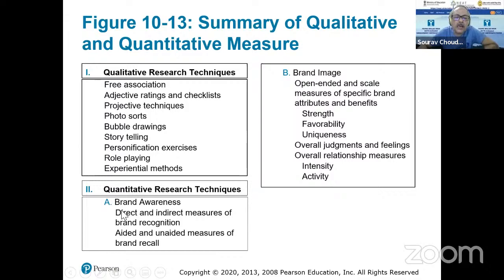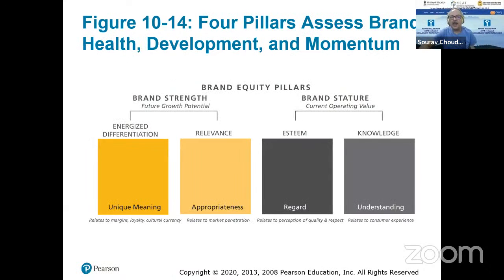Quantitative research: we have spoken about brand awareness, directed measures of brand recognition, measures of brand recall, brand image, open-ended scale measures, strength, favorability, and uniqueness. And finally, overall judgment and feeling, overall relationship measures, intensity, and activity. That comes from the brand salience to brand resonance chapter. The four pillars assess brand health, development, and momentum. Forget it, not much important. Brand equity pillars are how you measure a brand's equity. These are the four things that happen.